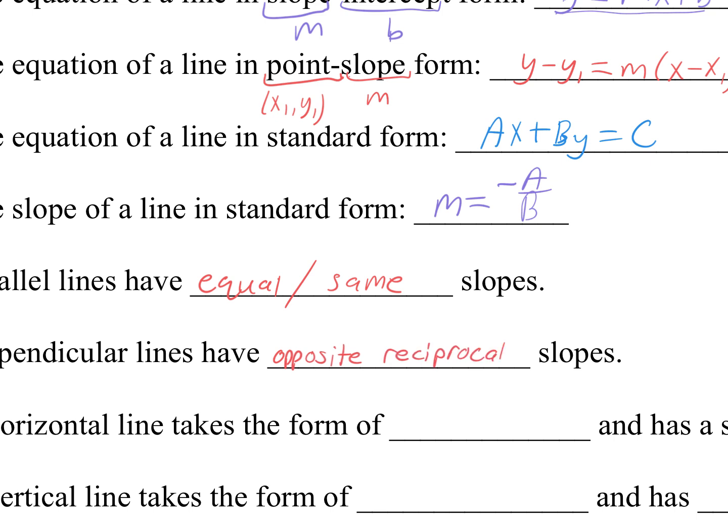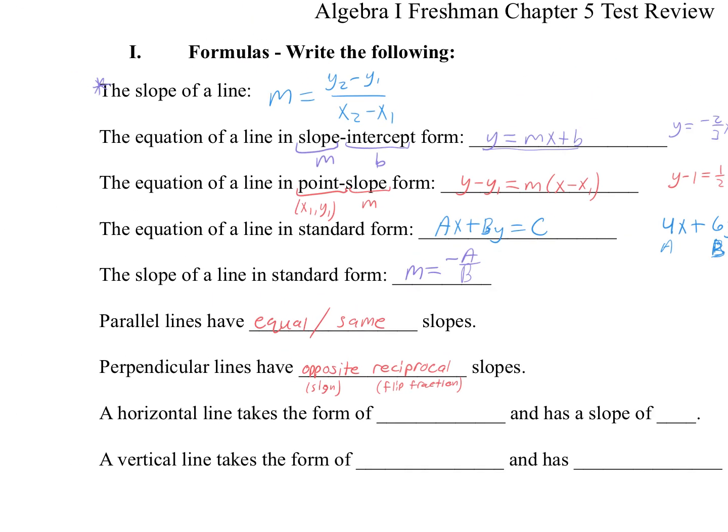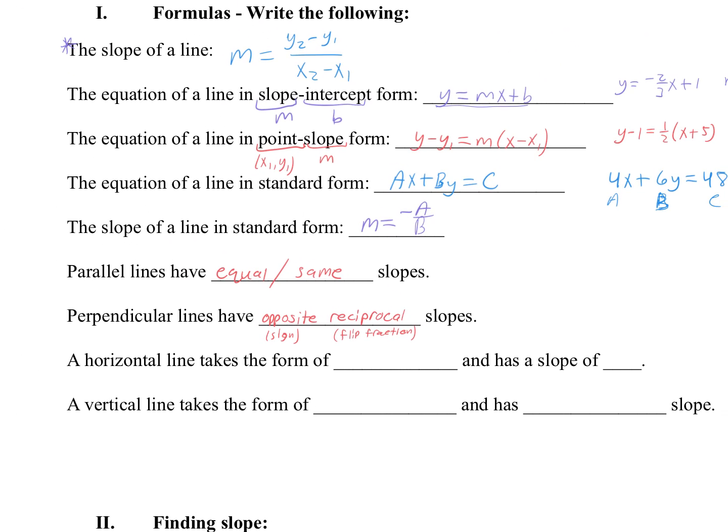All right, opposite meaning the sign, and then reciprocal meaning we flip the fraction. If it's not a fraction, you're going to write it as a fraction by putting it over 1, and then you flip that. All right, we'll do some examples like that later on.